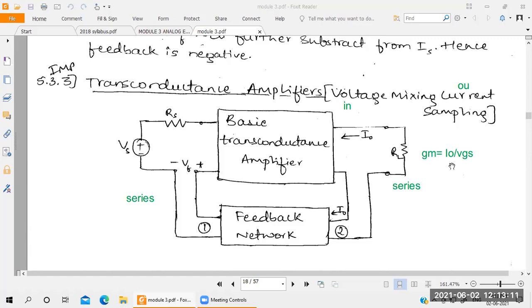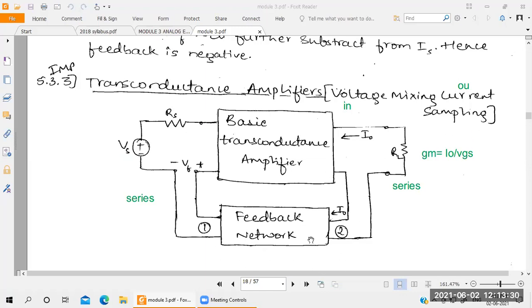See here, the amplifier output is now I naught. The input of the amplifier is what here? Voltage. So the output current is controlled by the source voltage. Output current is controlled by the source voltage.